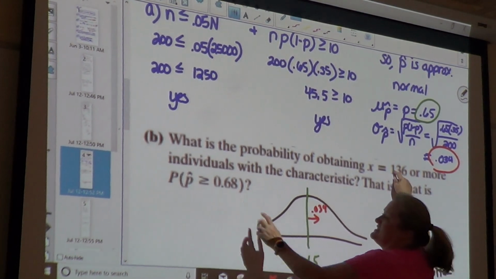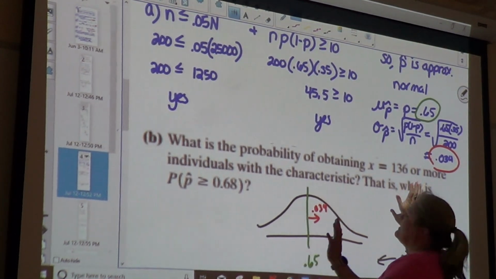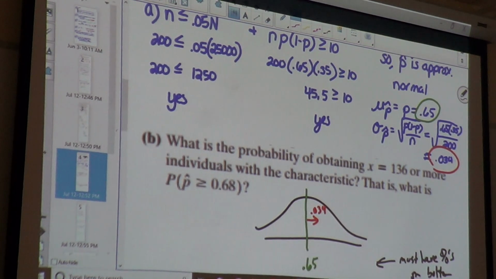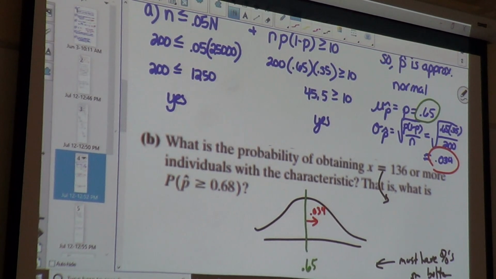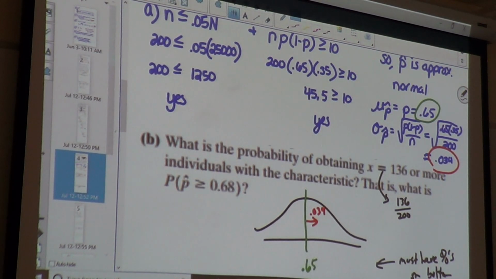Now, it gave me this number and then it gave me this number. And you're like, how do I know what to use? How many people did I ask in my sample? 200. So what they did is they said 136 people out of 200.